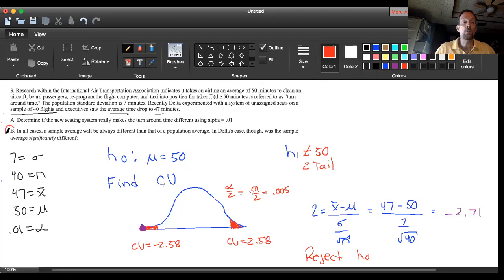And there's also a question B. In all cases, a sample average will always be different than a population average. In Delta's case, though, was the sample average significantly different? And the answer is absolutely. If we've rejected the null hypothesis, it definitely means that our sample average was significantly different from the population average.